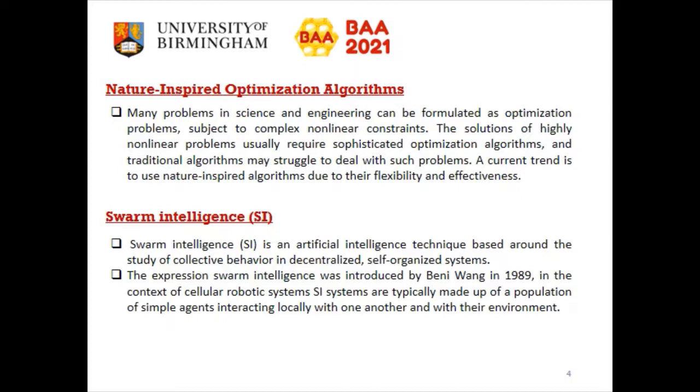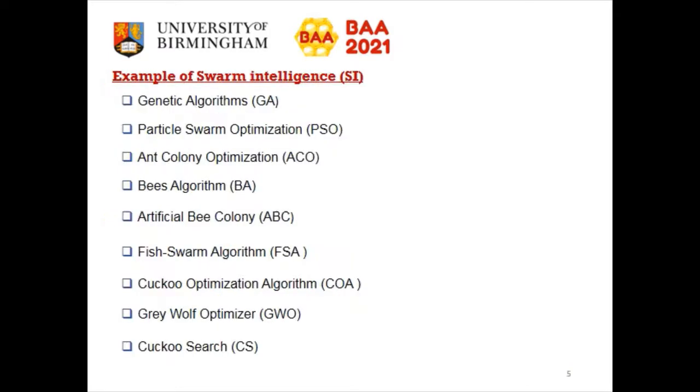Swarm intelligence is an artificial intelligence technique based around the study of collective behavior in decentralized, self-organized systems. In this slide, we can see some swarm intelligence algorithms such as genetic algorithms, particle swarm optimization, ant colony optimization, and bees algorithm.